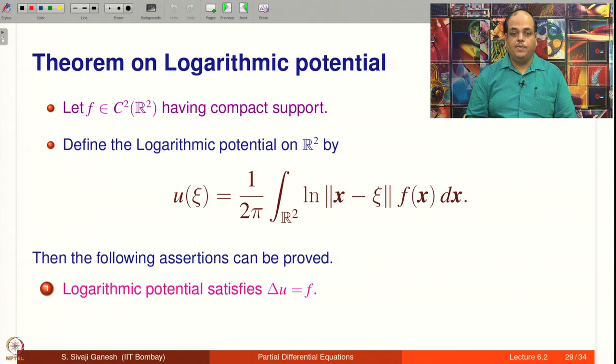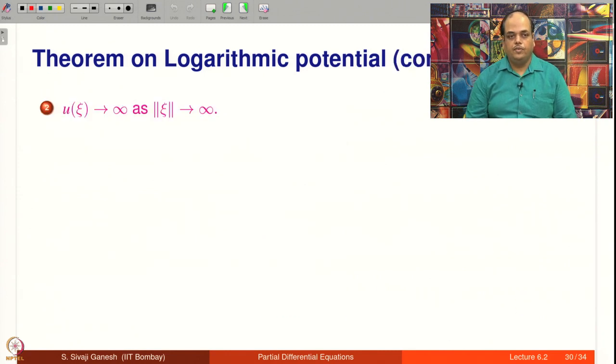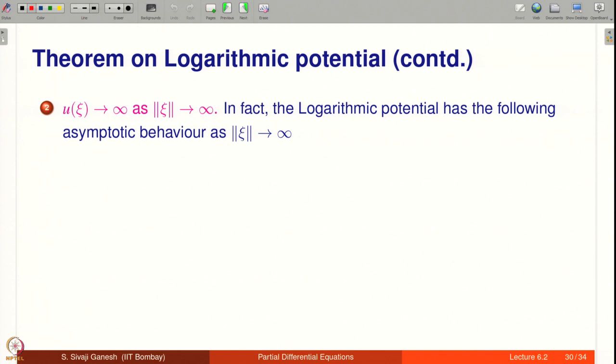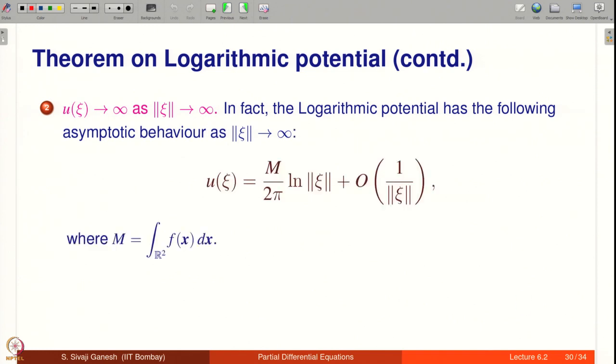Logarithmic potential satisfies Laplacian u equal to f. That means, this formula is a solution to the Poisson's equation. And u of psi goes to infinity as norm psi goes to infinity. In fact, we have the following asymptotic behavior of the logarithmic potential at infinity. U of psi is equal to m by 2 pi log norm psi plus big O of 1 by norm psi, where m equal to integral of f over R2, which is a finite quantity because f is assumed to be compact support. So, integral is finite.